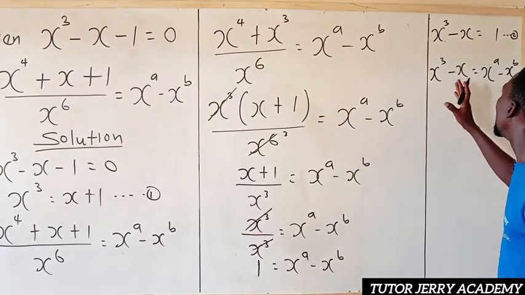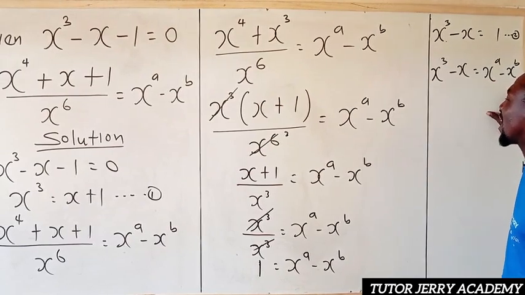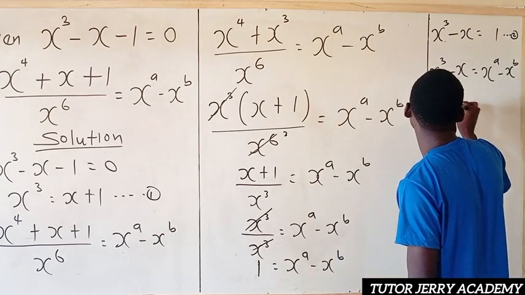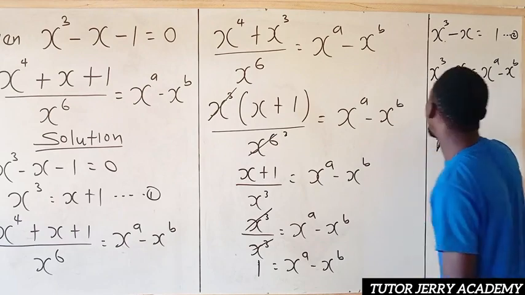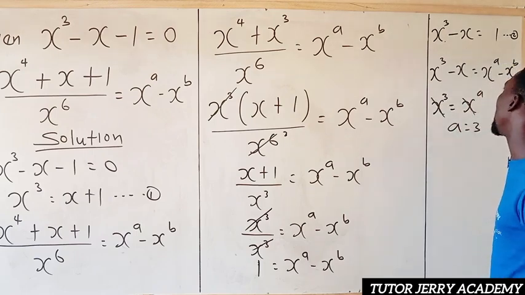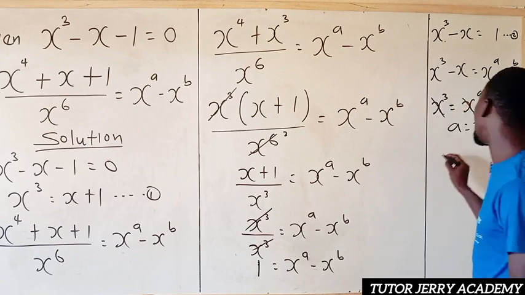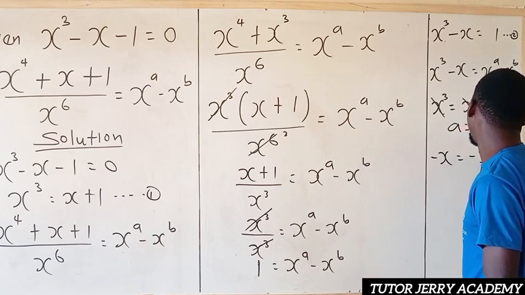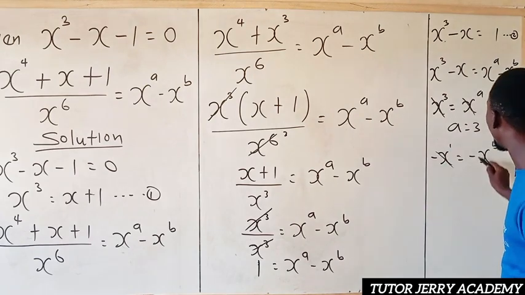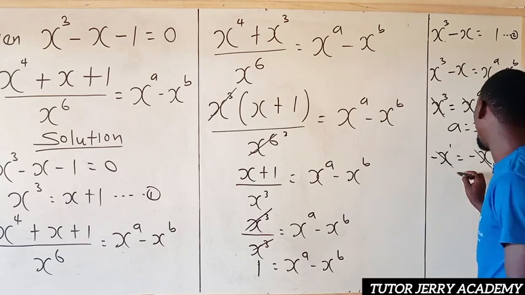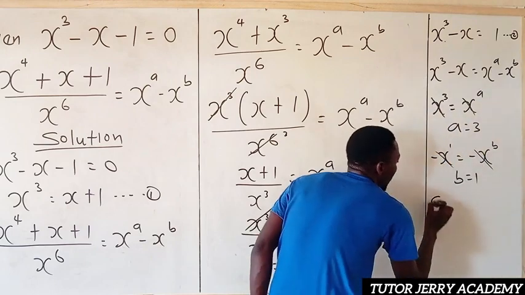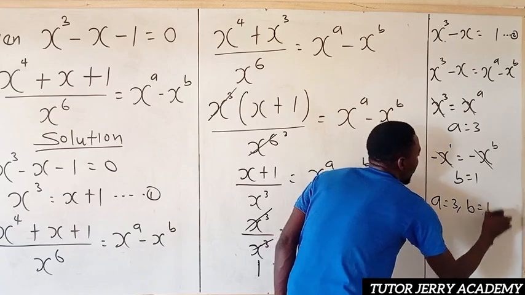So if we compare the left hand side with the right hand side, we are going to say that s to the power of 3 is equal to s to the power of a. Then if you look at this, they are of the same base, so this will go with this. Then a is equal to 3. So here we can say that negative s is equal to negative s to the power of b. So this one is to the power of 1. Negative s will go with negative s, then b is equal to 1. So we can conclude that a is equal to 3 and b is equal to 1.